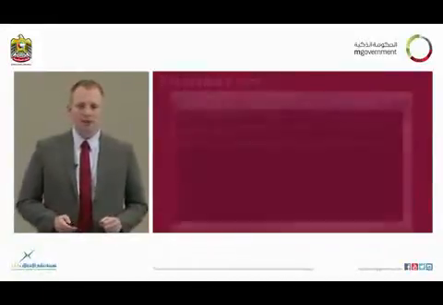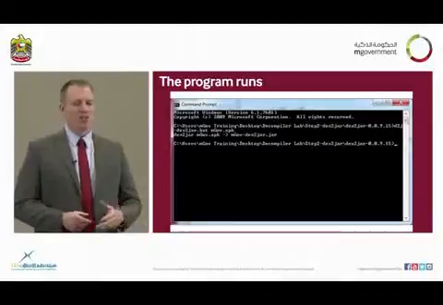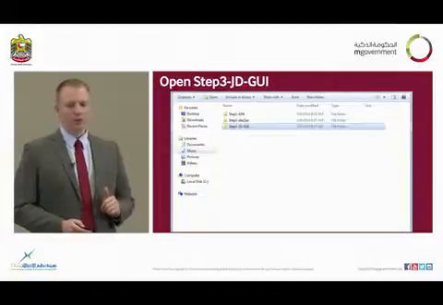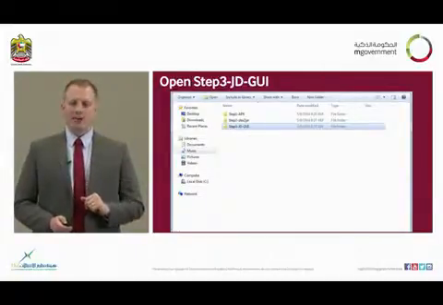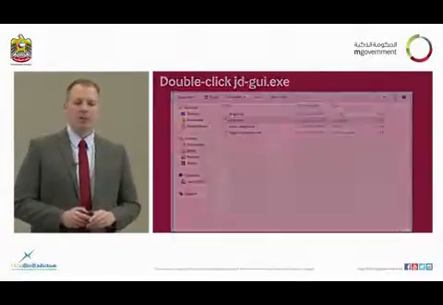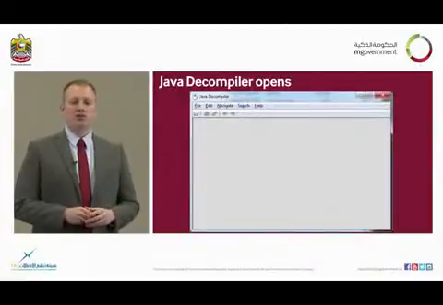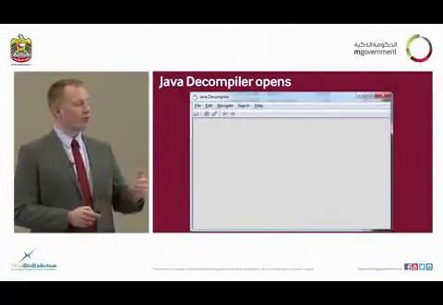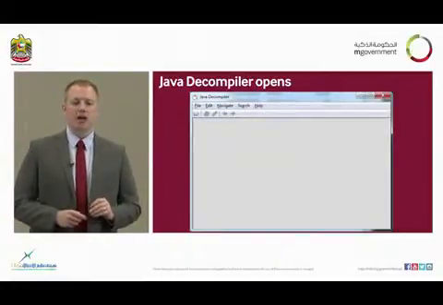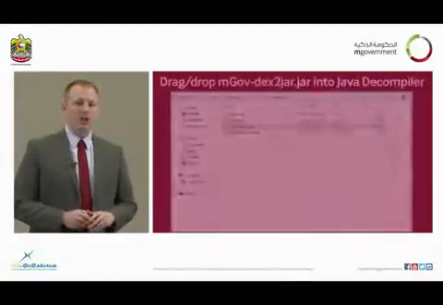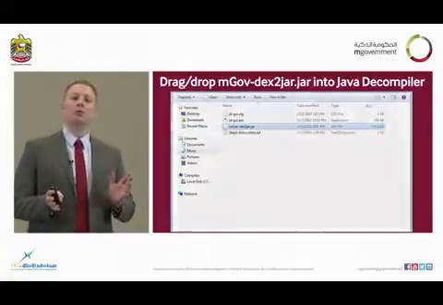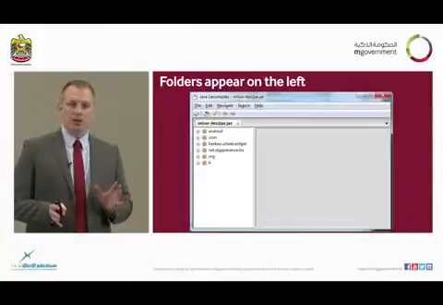We'll find out. We run the command, it executes, and after that finishes, if we return to the Step 3 folder, open Step 3 jd-GUI, and double-click on the jd-GUI executable file, the Java decompiler application opens. Now, if we return to the Step 3 folder, we will find a mgov-dex2jar.jar file. If we drag and drop that into the Java decompiler application, suddenly we will see that there is indeed information we can look at.